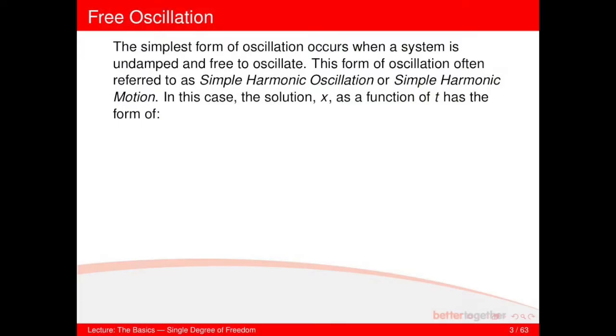Section 2.2.1 Free Undamped Oscillation. The simplest form of oscillation occurs when a system is undamped and free to oscillate backwards and forwards. The form of oscillation is often referred to as simple harmonic motion.